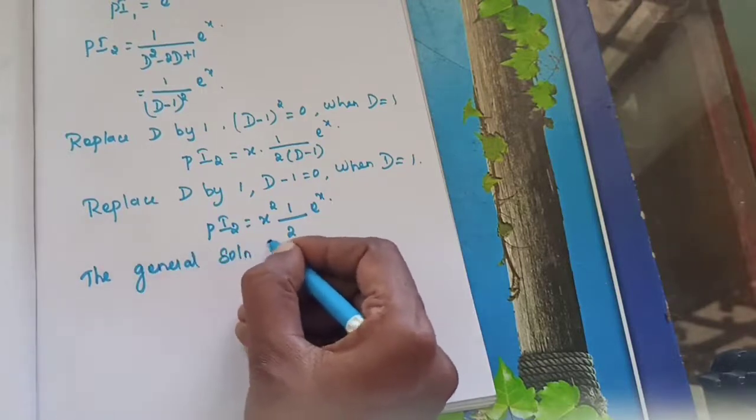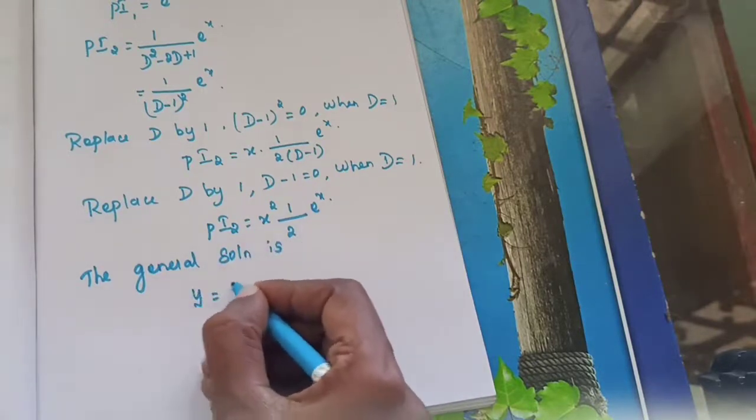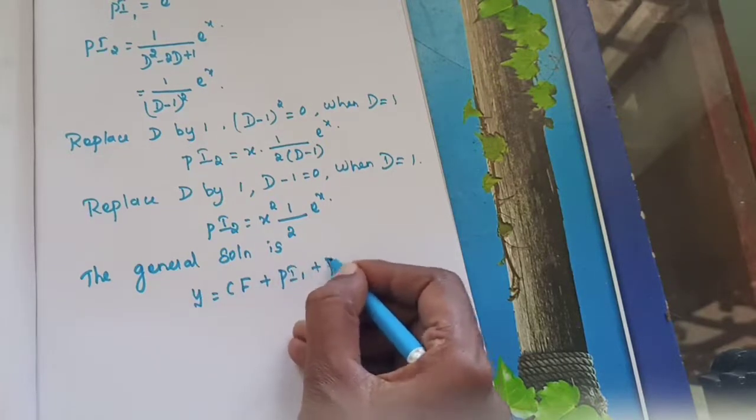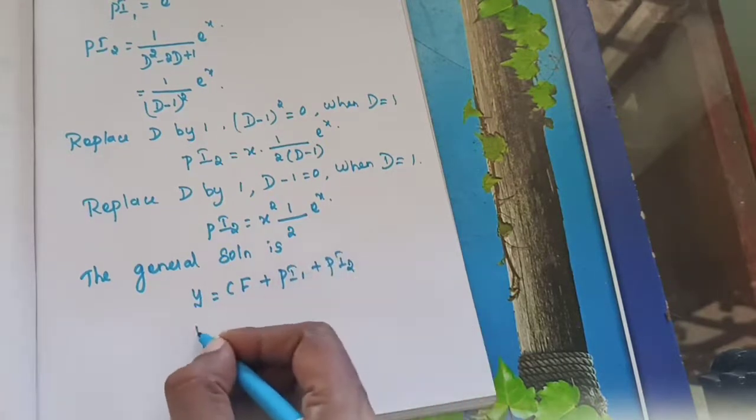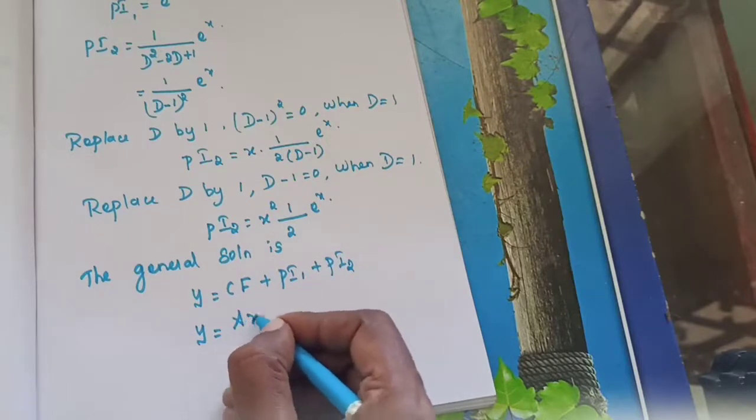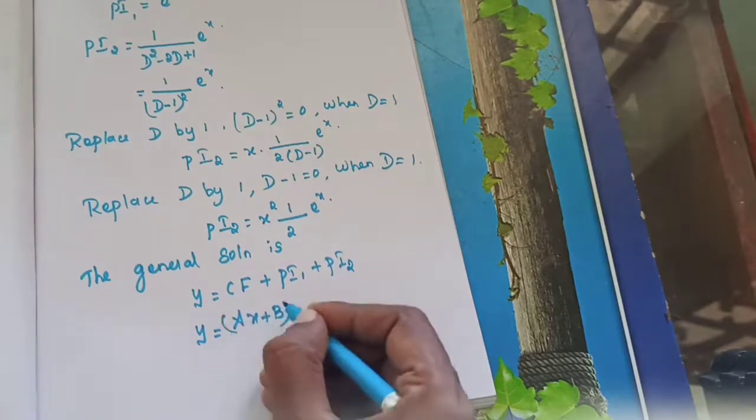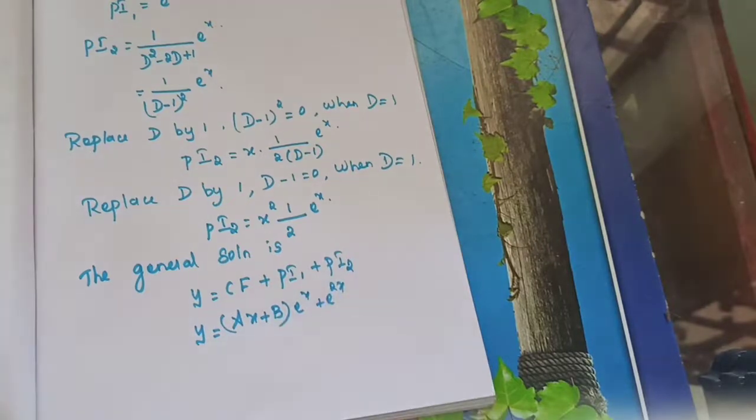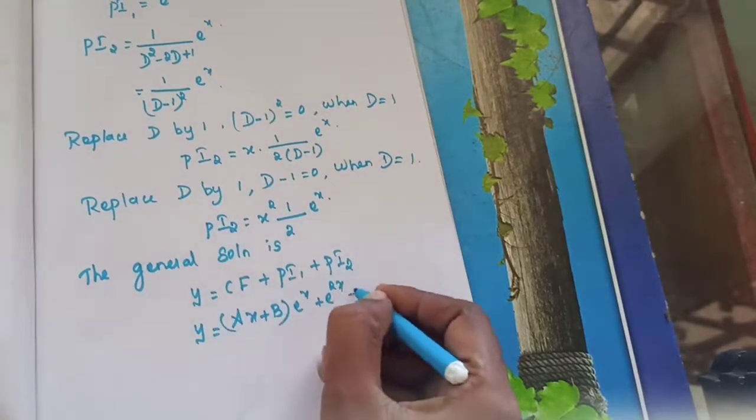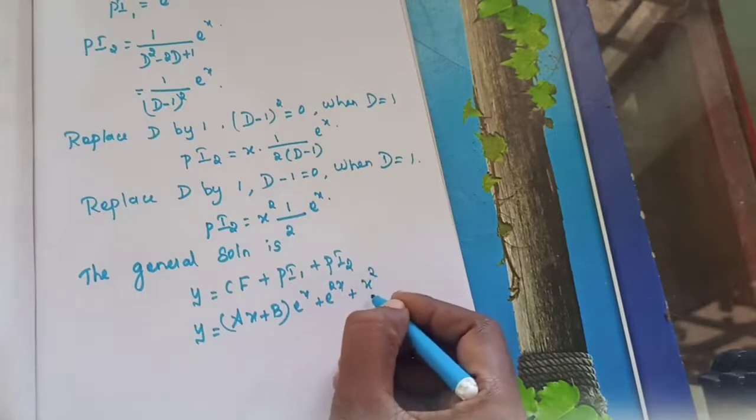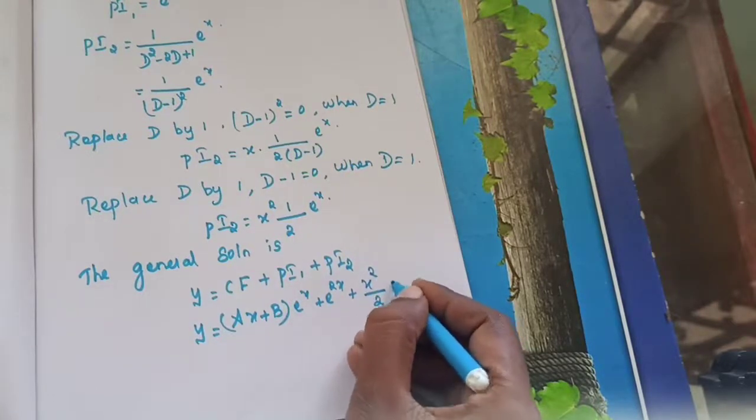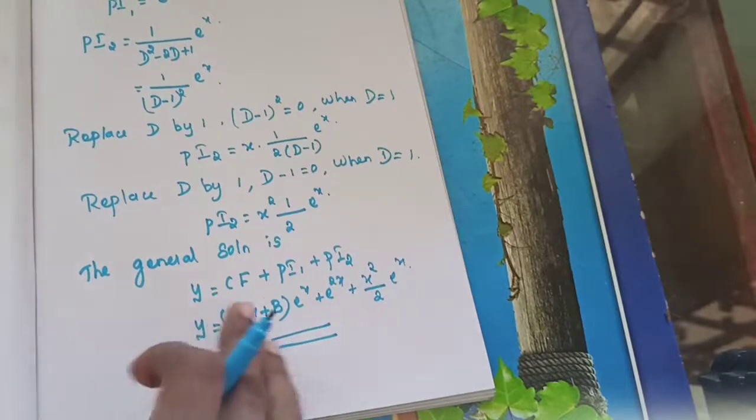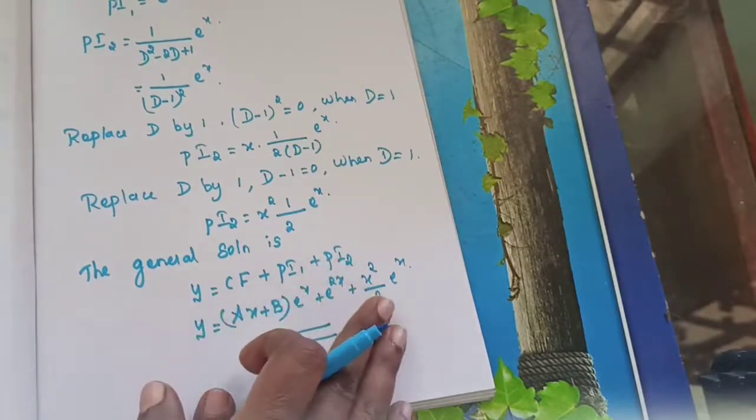What's the general solution? The general solution is y equal to CF plus particular integral 1 plus particular integral 2. Substitute: y is equal to (ax plus b) e power x plus e power 2x plus x square by 2 e power x. Okay, so this is the required answer, with particular integral 1 and particular integral 2.